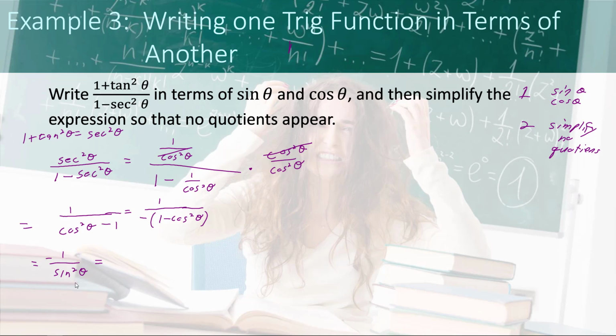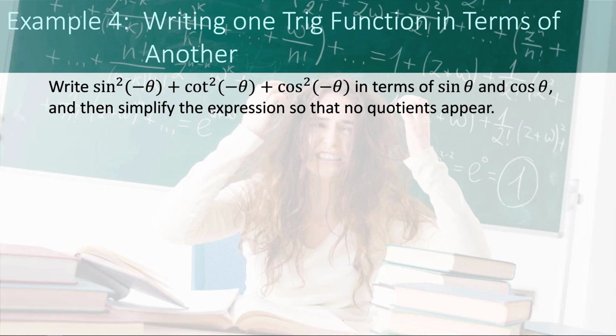And then to get rid of a quotient, we can recognize that 1 over sine squared theta can be written as cosecant squared theta, and that will give us our final result of cosecant squared theta. So here we are. We have no quotients. It's been simplified so that there are no quotients, and our answer is cosecant squared theta, which is what we're looking for. So just keep in mind that once we simplify, you may not have sines and cosines, which is perfectly fine. That's what we're looking for.